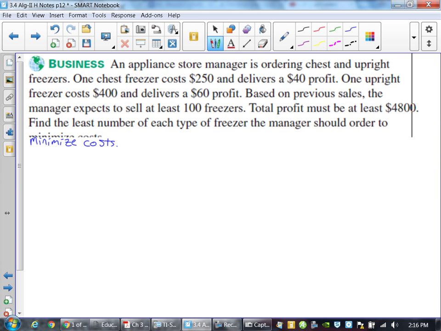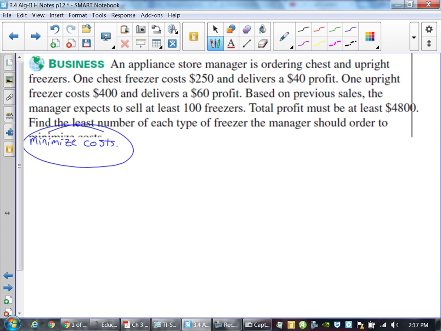So, what is your goal? Careful. What is your goal? Make profit. Keep profit. Buy the least amount of freezers you can order to get to $4,800 and 100. Minimize the cost. Basically, your goal is to minimize costs. It's not a profit style this time. You want to minimize your cost.